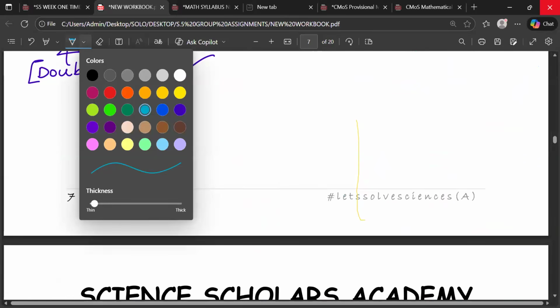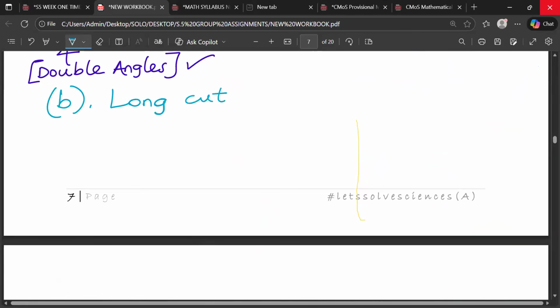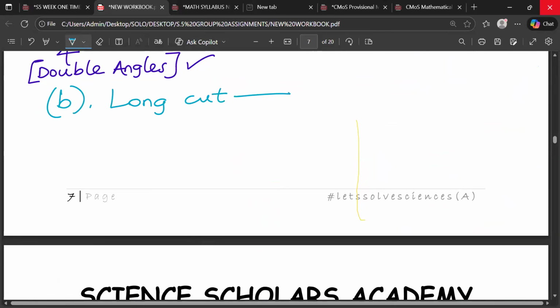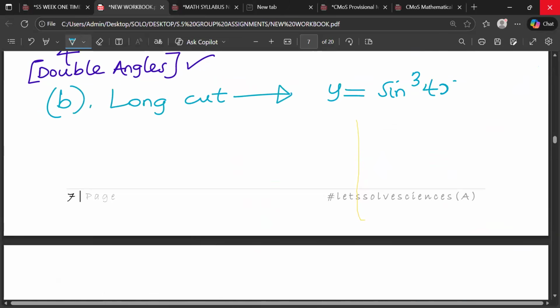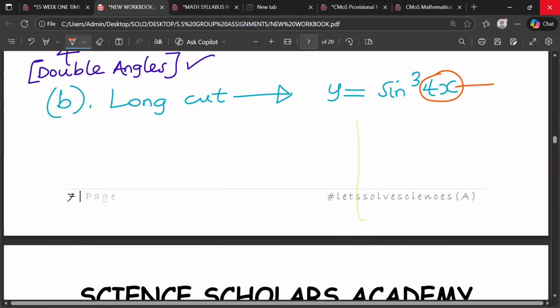Now, in case someone wanted to use the long cut, I believe people now are aware that when you have y equaling sine of this 4x, you can bring this, make it a u like that.